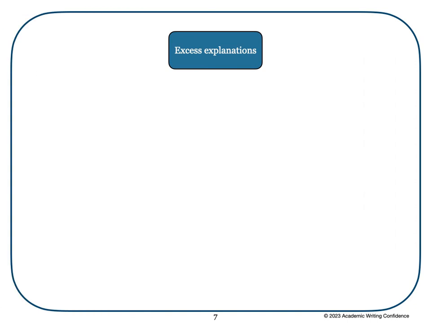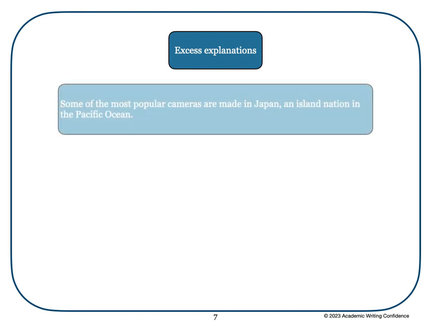One more thing that we can do to help write more concisely is to avoid using excess explanations. Some of the most popular cameras are made in Japan, an island nation in the Pacific Ocean. Now, most people already know where Japan is, so the words are really not necessary at the end of that sentence. This is extra explanation that's really not necessary.